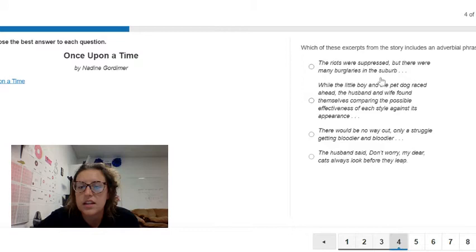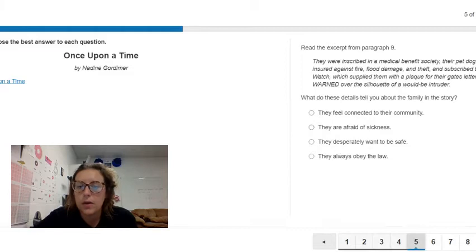Okay, so it's telling us the little boy and the pet dog raced ahead. While they were doing that, this happened. The husband and wife found themselves comparing the possible effectiveness of what? Of each style against its appearance. This is a very good answer, but let's check the other ones. "There would be no way out, only a struggle, getting bloodier and bloodier." No. "The husband said, don't worry, my dear, the cat always looks before they leap." No, that is not correct. It's going to be B. That's the best choice.